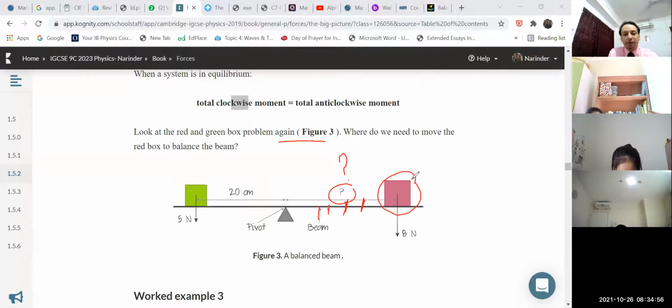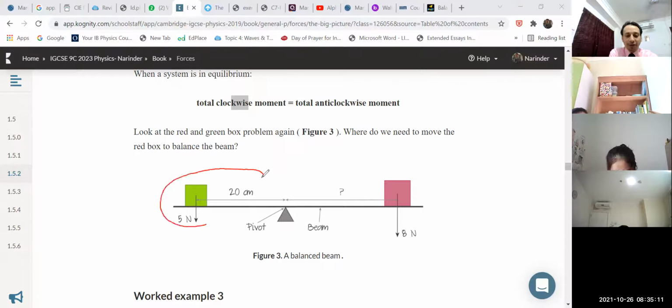So to be in equilibrium, students, how will you find that distance? To find the answer, you have to apply the principle of moments that says total clockwise moment is equal to anti-clockwise moment. Now look at the left hand side box, the green box, children. Find the moment of the green box. So let me write TG, the torque acting on the green box. This is equal to force multiplied by distance, children. This is 5 into 20 by 100.